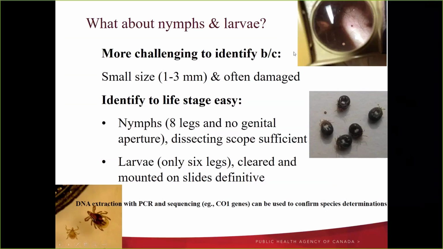So what about larvae and nymphs? Really, these are hard to identify because they're so small. And because they're so small, they're invariably damaged. Most people's forceps are bigger than the tick that they're going to try to remove with it, so they're often damaged. But we already talked about how you identify them to stage.